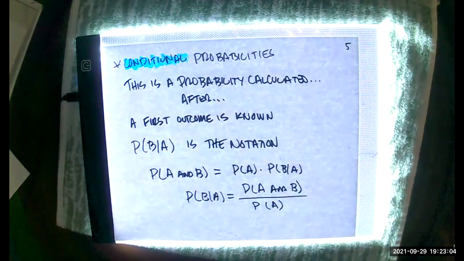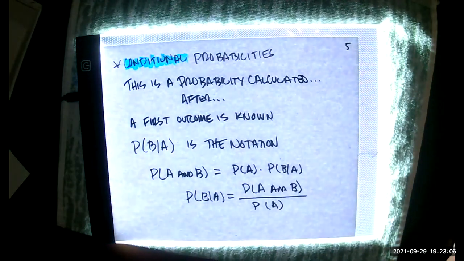Let me tell you what a conditional probability is. That's when something will happen only if something else has happened.